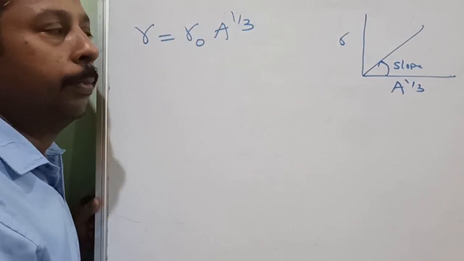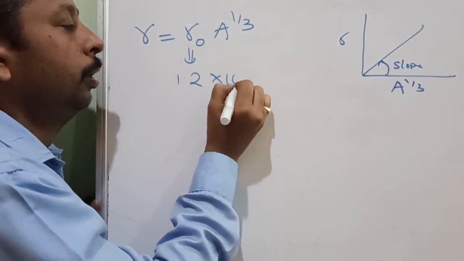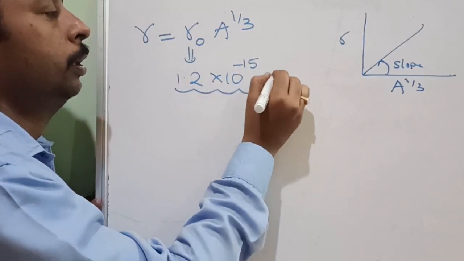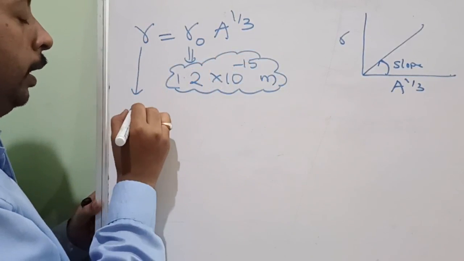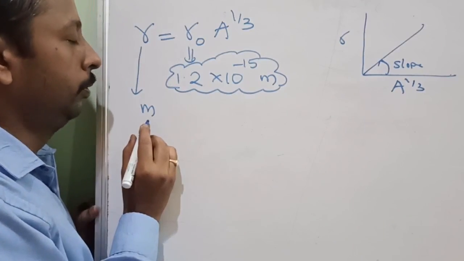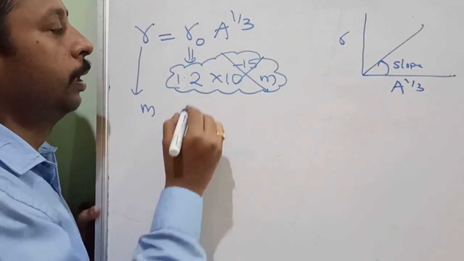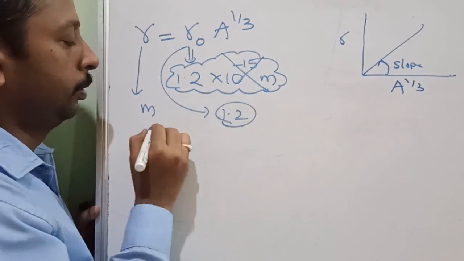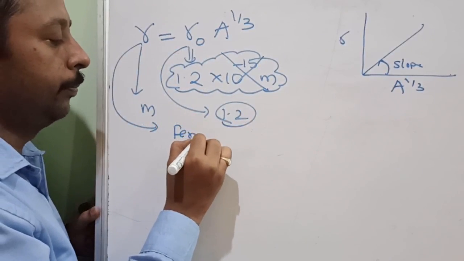What is A? Mass number. R0 is constant, 1.2 into 10 to the power of -15. If you substitute this total value, then what you will get? Radius will be in meter. Radius of nucleus will be in meter. Now if you don't want this big formula, you can write R0 is equal to 1.2. If you substitute, at that time R units will be in Fermi.